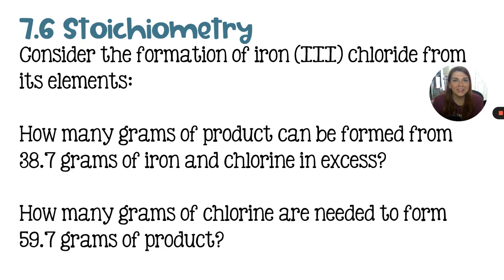The next question set is on stoichiometry. It says to consider the formation of iron 3 chloride from its elements, how many grams of product can be formed from 38.7 grams of iron with chlorine in excess, and how many grams of chlorine are needed to form 59.7 grams of product? This one's going to be fun.